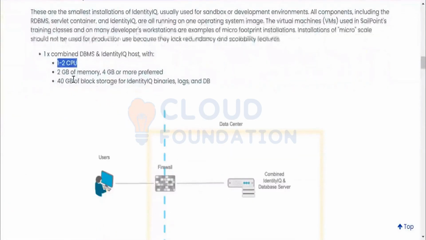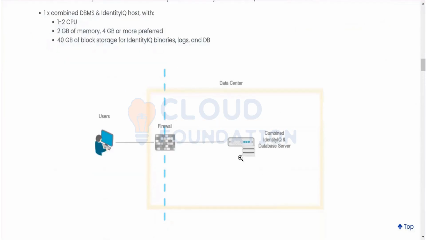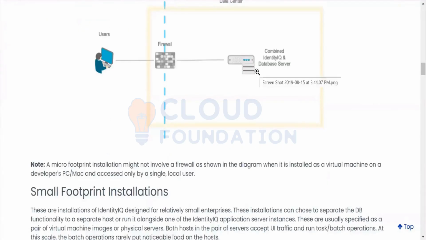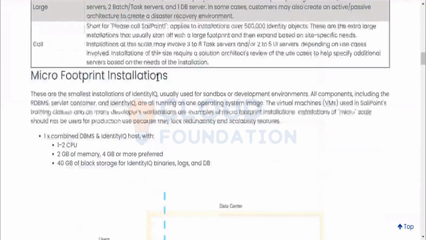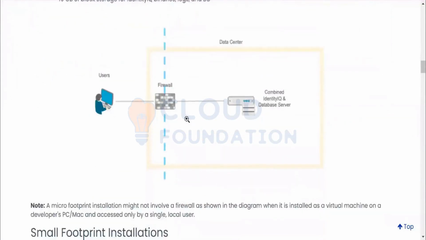At least you need a 2 core processor and 4 GB RAM. But I would recommend at least 8 GB RAM and 40 GB space. And this is how the data center is going to look. We have only one server, and we will install everything inside it. Once the application is up, the user will try to log in and access the SailPoint application. This micro footprint will be suitable for a non-production environment.